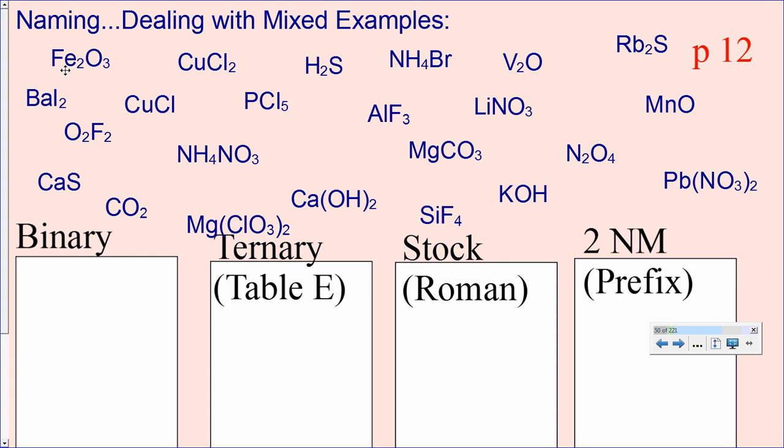So I want to just start by talking about how we would actually sort these. There's a whole bunch of compounds up here for you to look at. And I gave you some boxes in your notes. You don't have to write down every single one that's up here, but it's important to think about how we determine if something is just regular old binary ionic naming, whether or not it's ternary, whether or not it's stock, it's going to have Roman numerals, or whether it'll have prefixes like the two nonmetals.